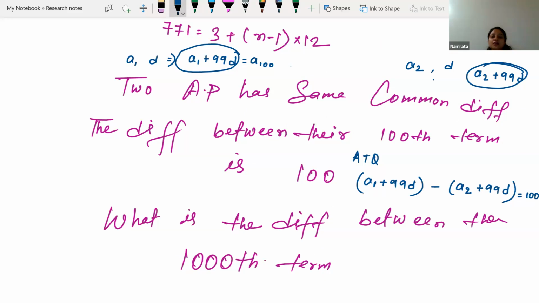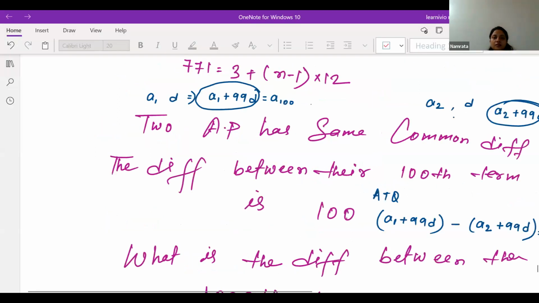Is it clear so far? Is it clear to everyone? Are you getting it? Yes, ma'am. Kiran, Jasleen, Madiha? Yes, ma'am. Okay, let's continue.